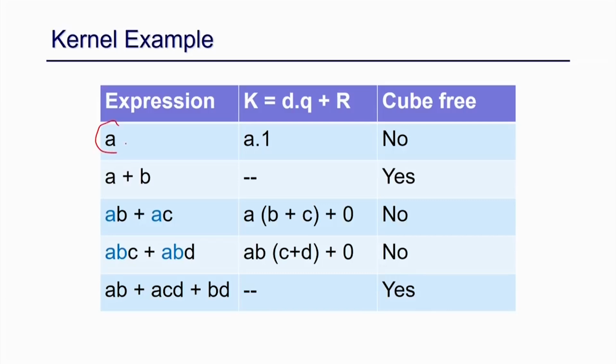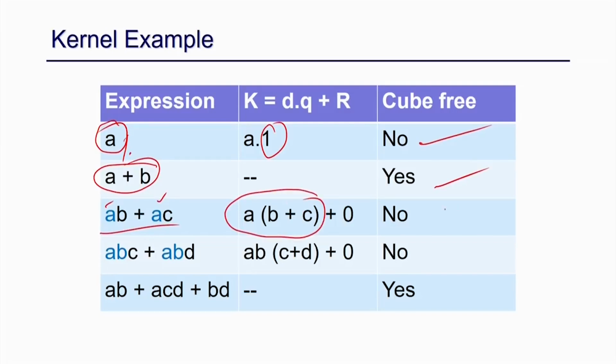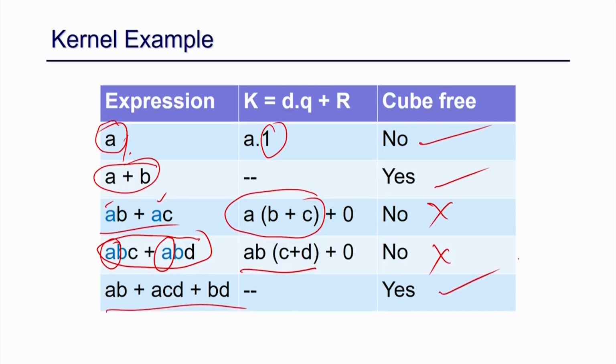Suppose A is my expression, is it a kernel? No, because it has a common divisor cofactor 1. So, this is not cube free. Is this cube free? This is cube free because there is no other factor here, right. Is this expression cube free? No, because I have a common cofactor A here. So, I can represent this by this. So, this is not a cube free expression. Is this cube free? You can understand this is no, there is a common factor here, right. So, I can represent this by this. So, this is not cube free, but this is cube free because there is no way I can represent this like this. So, this and this are cube free expressions here, others are not.